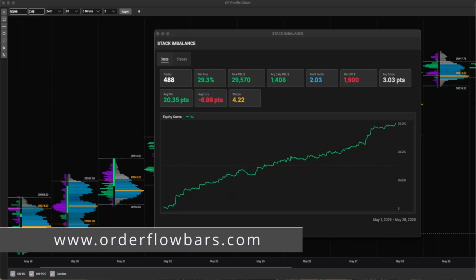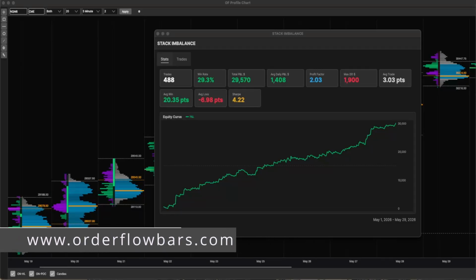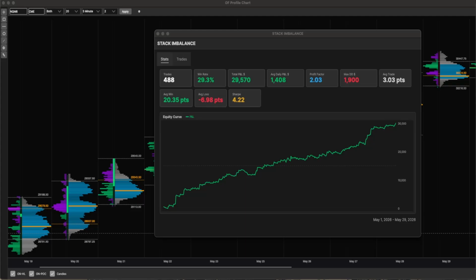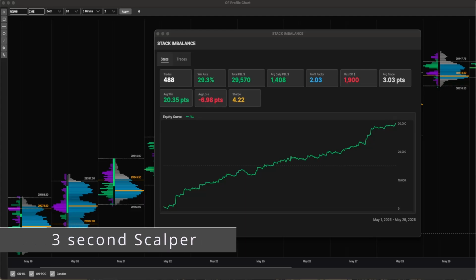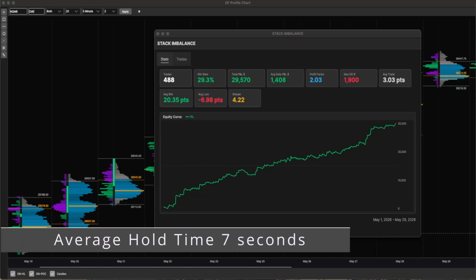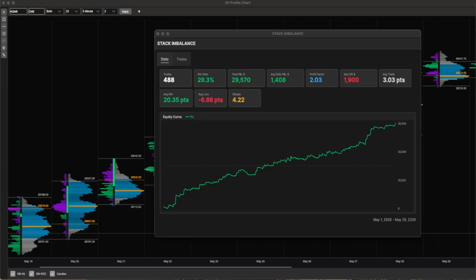I'm going to go over some backtesting results for an algorithm that I coded to hyper scalp the NASDAQ, the NQ futures. Here are the results on the front end. I'm going to go into more detail, but as you can see right here, the total P&L was $29,570. That was for May 1st, 2026 through May 29th, 2026, as you can see down here at the bottom.